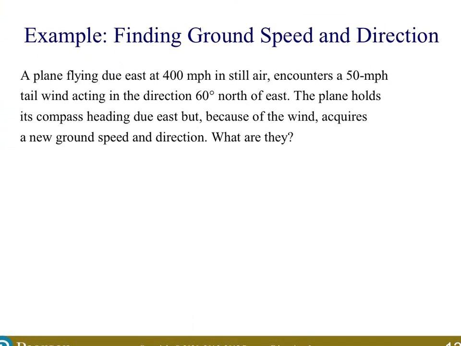So one common physics problem is to find out how wind as a vector would affect something that's already in motion. So we've got a plane flying due east, that gives us our direction vector. 400, that gives us our velocity in still air, and then the wind comes along. So let's talk about our plane first. So we've got the plane velocity vector. It's going due east.